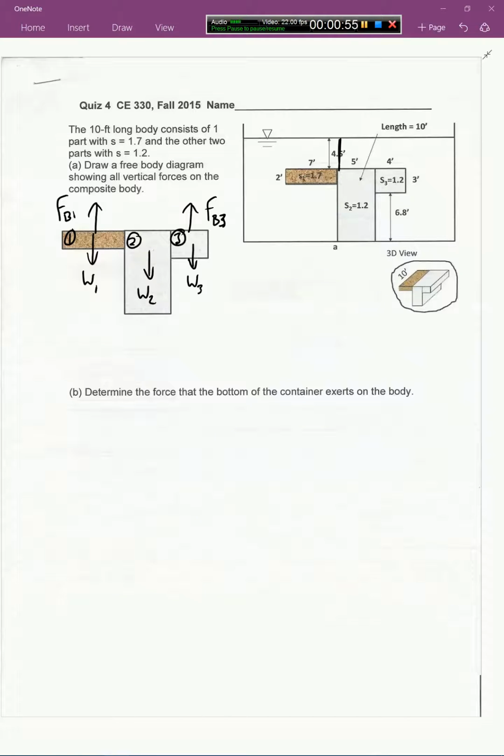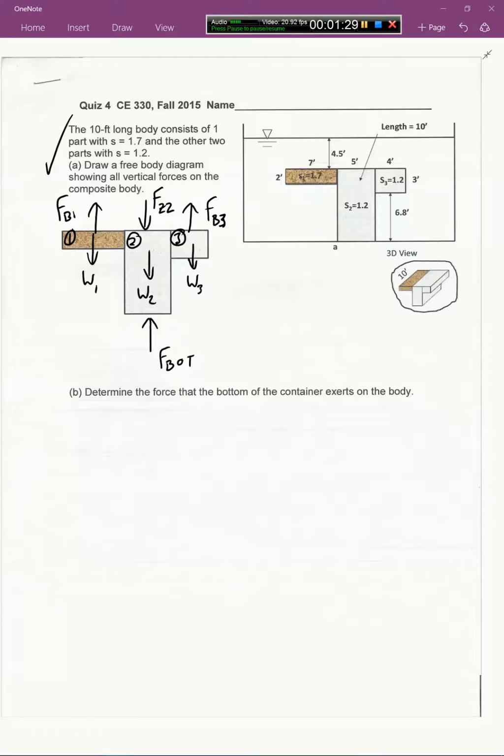Next, we have the weight of the water above this middle portion, which will exert a force on body 2, so we'll call that FZ2. And finally, the bottom of the tank will exert a force onto the body in order to balance, or in order to put this body in equilibrium. So there you have it. That is part A completed. You just have to remember to include all the forces and indicate them in the correct direction.